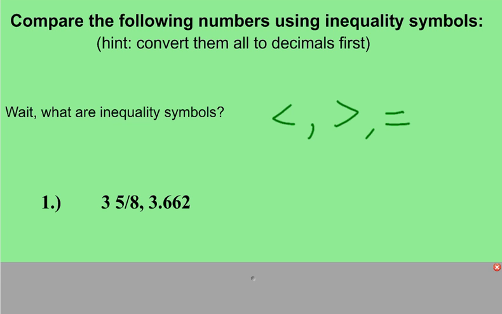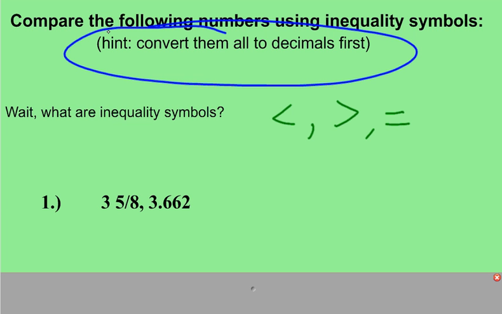So let's use those. Let's compare a couple numbers. So here's the first example: 3 5/8 and 3.662. So how do we compare those two? One's a fraction, one's a decimal. Well, that hint is so important. Convert things to decimals. If we convert them to decimals, they're comparable. We can see easily which one would be bigger. So recall 3 5/8. It's going to be 3 point something. We talked about this in another video, but 3 point whatever 5/8 is. So how do we figure out what 5/8 is? Well, we do 5 divided by 8.